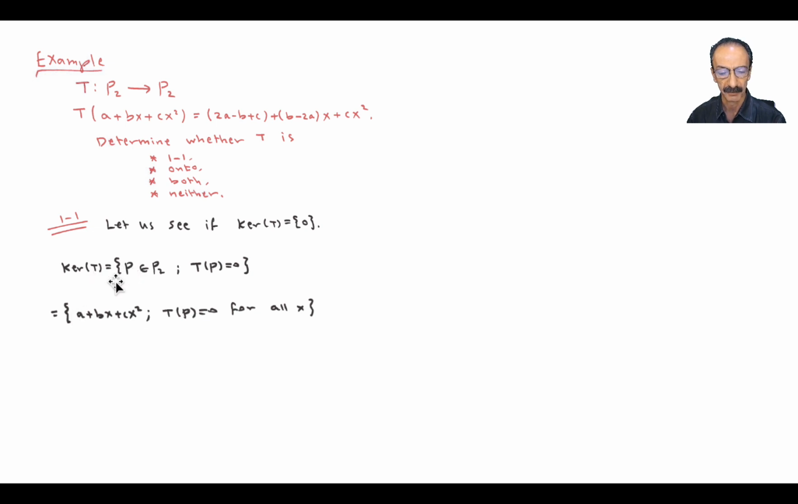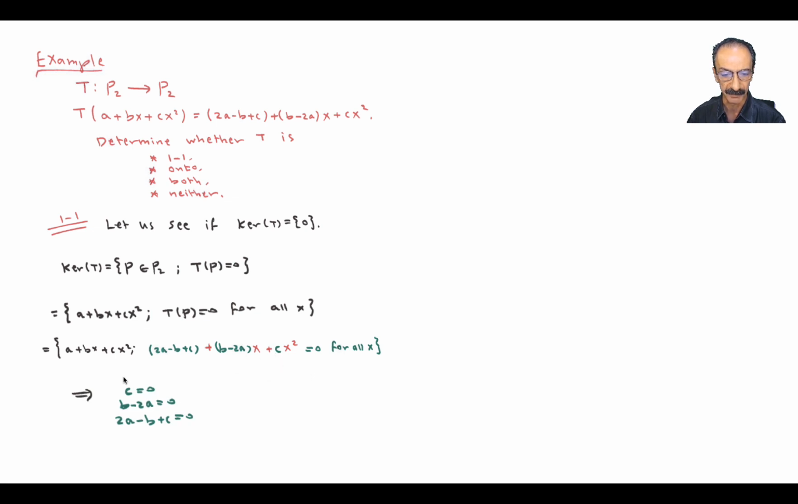We have the input, and we want the output to be 0. This is my output. I want my output to be 0. These are my inputs, all the vectors of this format that belong to P2, such that when you apply the transformation, you get this much. Forced to be 0, we are dealing with the kernel. If that is 0, that means every single term is 0, which means everything is 0 as coefficients.